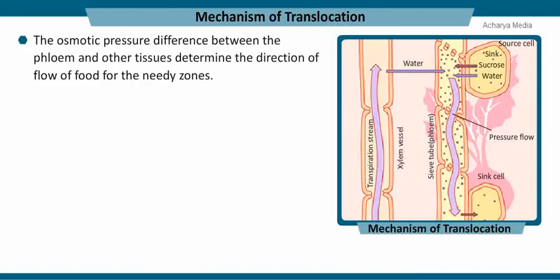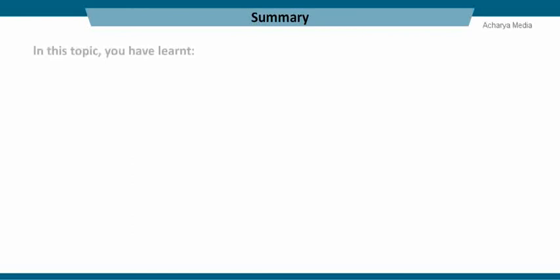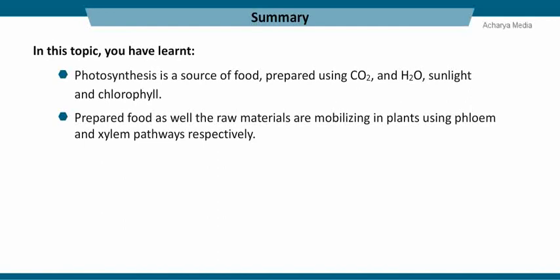The osmotic pressure difference between the phloem and other tissues determines the direction of flow of food for the needy zones. For example, in spring, sugar stored in root tuber is supplied to the growing bud. In this topic, you have learned photosynthesis is a source of food prepared using carbon dioxide and water, sunlight and chlorophyll. Prepared food as well as the raw materials are mobilizing in plants using phloem and xylem pathways respectively.